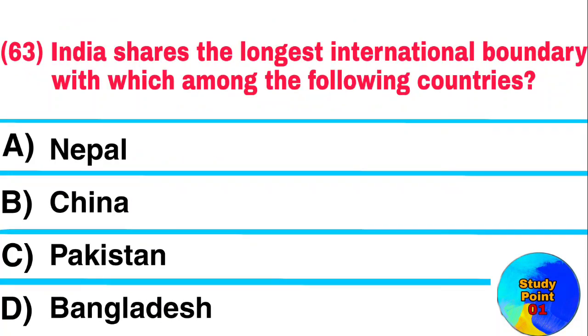Question. India shares the longest international boundary with which among the following countries? A. Nepal. B. China. C. Pakistan. D. Bangladesh. Answer. Bangladesh.